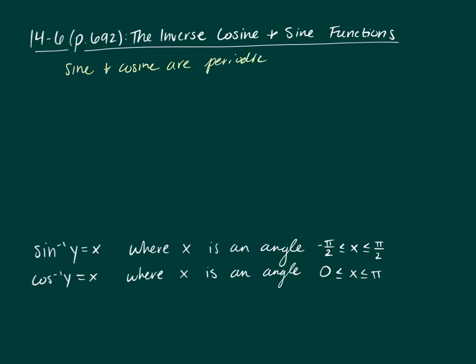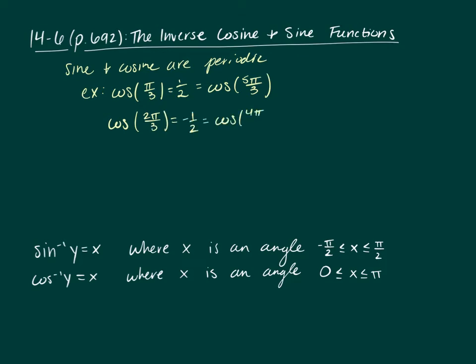For example, cosine of pi over 3 is equal to 1/2, which is also equal to cosine of 5 pi over 3. And cosine of 2 pi over 3 is equal to negative 1/2, which is equal to cosine of 4 pi over 3. You can double check those numbers on your note card.